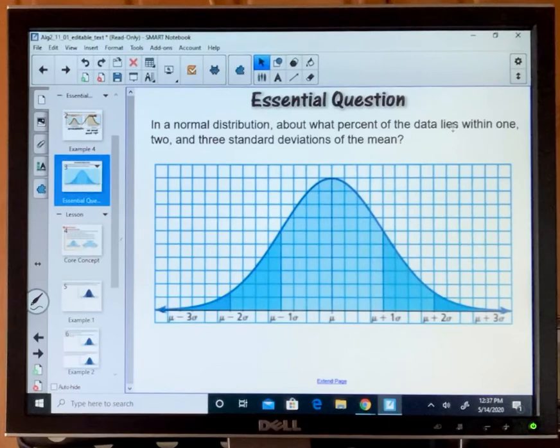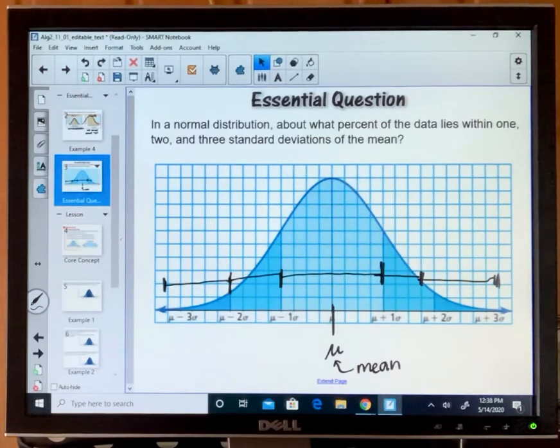It's saying that if this is the mean, remember that mu, this symbol here, means the mean. If you go within 1 standard deviation, so if you subtract a standard deviation and add a standard deviation, you should have a certain percent in between there. Just like if you were within 2 standard deviations, you should have a certain percent. And if you're within 3 standard deviations, you should have almost all of your data, right? If you are outside of 3 standard deviations, you are definitely an outlier.